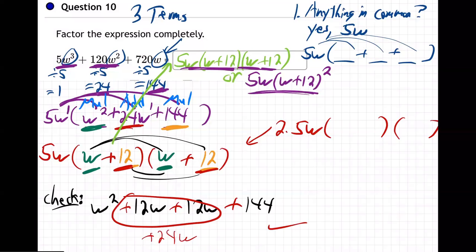Either way. So how did we do that? We first took out what was in common, 5W, and did the one big parenthesis that would multiply to go back. And then we did the multiply, add, multiply. Right here, W's in the front, 12's in the back to make 144. And we checked it to make sure the middle was right. And it needs to be plus 12 to make plus 24W in the middle. Check, it's right. So there we go.